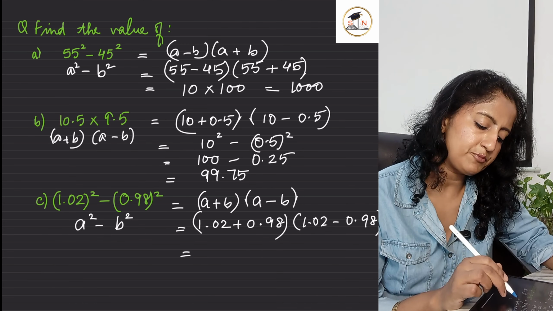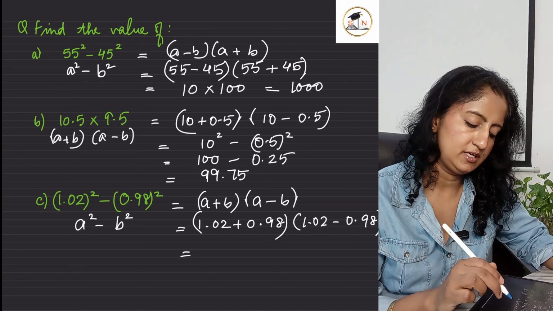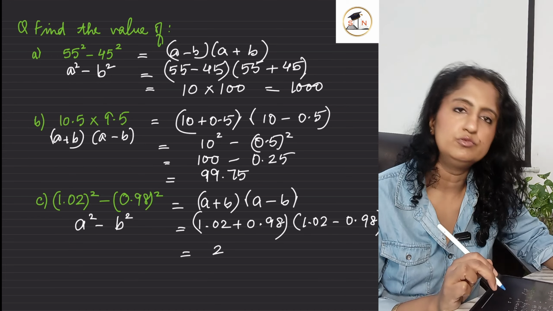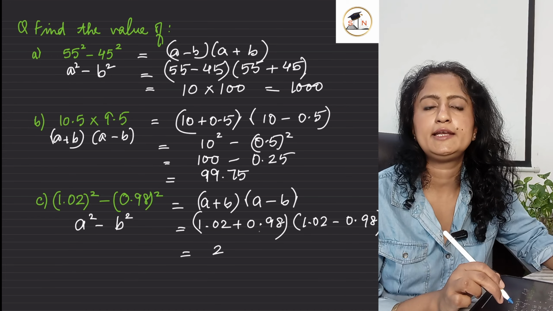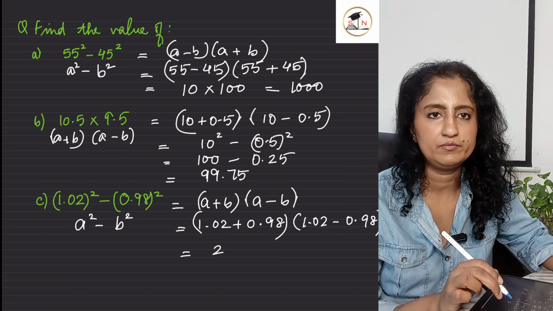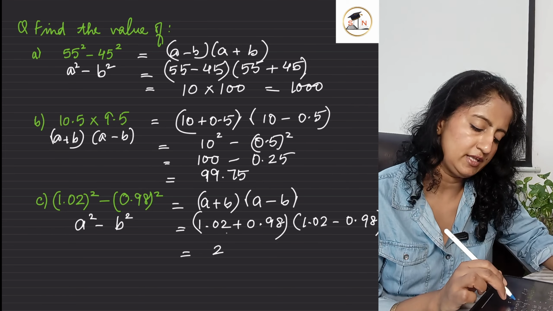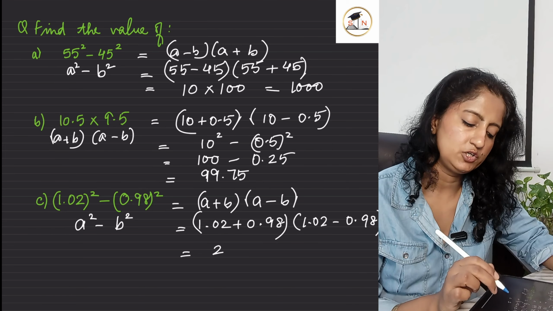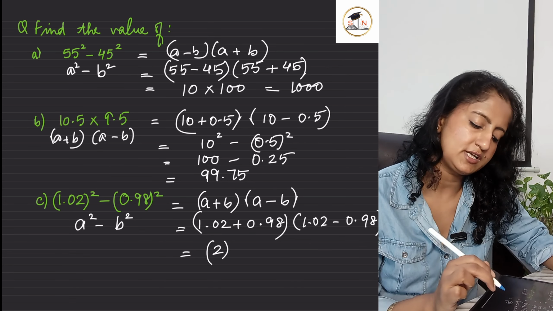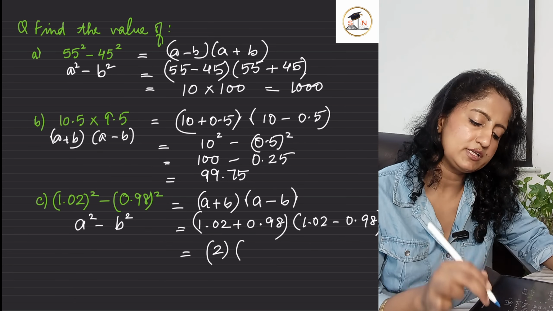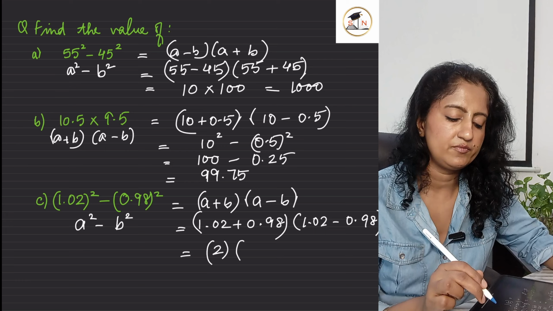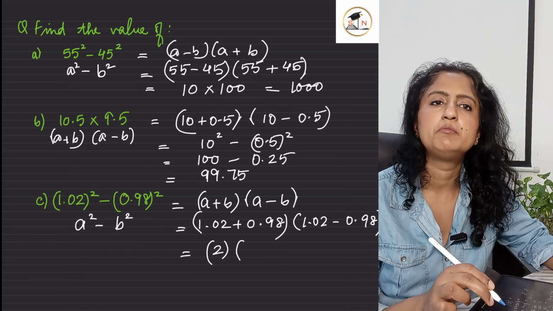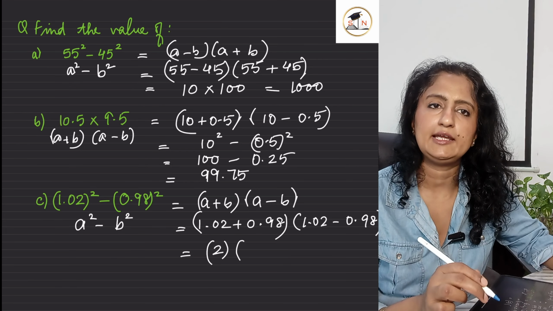Okay, so 1.02 plus 0.98 gives you just 2, because 0.98 is 0.02 less than 1. That is already covered in the first number, so we get 2, right? Now this is the answer of the first bracket. What is the answer of your second bracket, which is 1.02 minus 0.98?